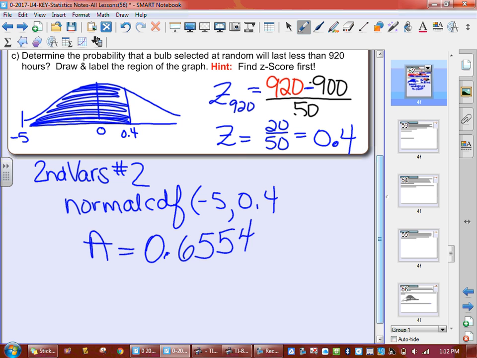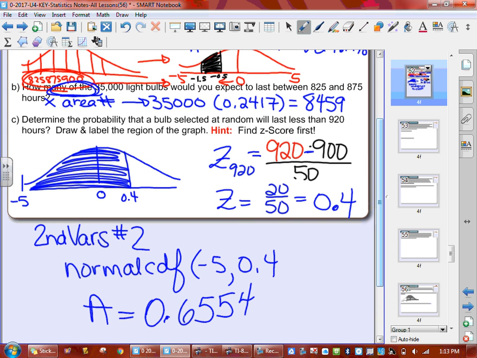So whenever you're given a question, and it gives you a number amount of something, like it gave us our 35,000 light bulbs that were tested, they're going to ask us to use that number eventually. We had to use that number in this question right here for B. They wanted to know how many actual light bulbs were affected. You have to multiply the area total, the part that you shaded, that's this part right here, by your total amount of objects you have.